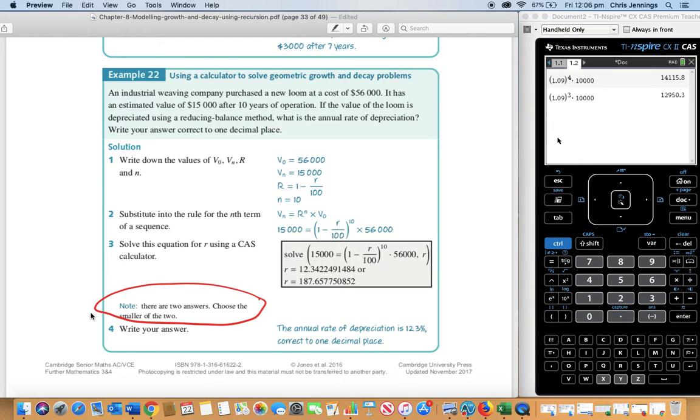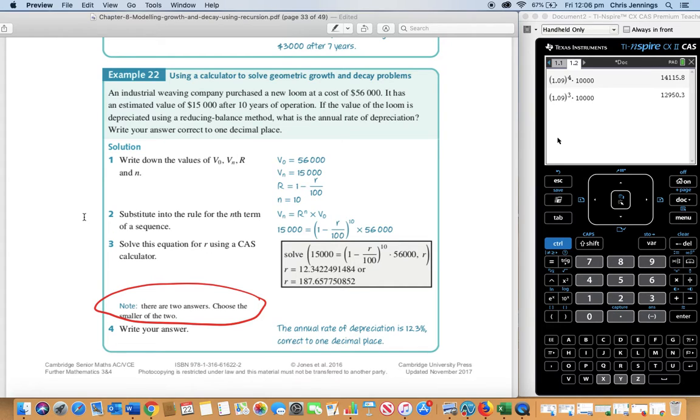And it's the same thing now for this value, which used to be pretty tricky doing it by hand, finding the R value, the interest rate. An industrial weaving company purchased a new loom. That's sort of sewing terms for those who don't know what that is, at a cost of $56,000. It has an estimated value of $15,000 after 10 years of operation. If the value of the loom is depreciated using a reducing balance method, what is the annual rate of depreciation?